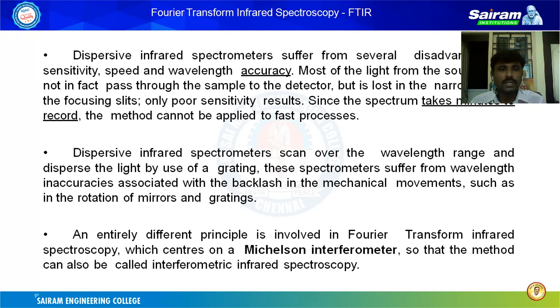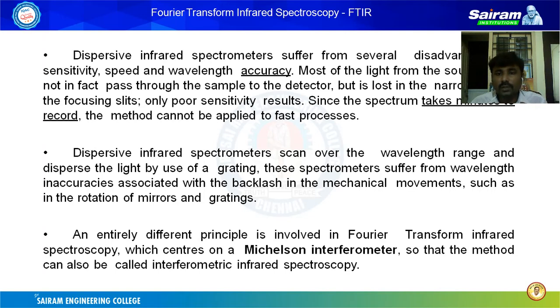The dispersive infrared spectrometers suffer from several disadvantages like speed, sensitivity and wavelength accuracy. Most of the light from the source does not in fact pass through the sample to the detector but is lost in the narrow slits. So the focusing slits give poor sensitivity, and the spectrum gives poorer results when compared to FTIR.